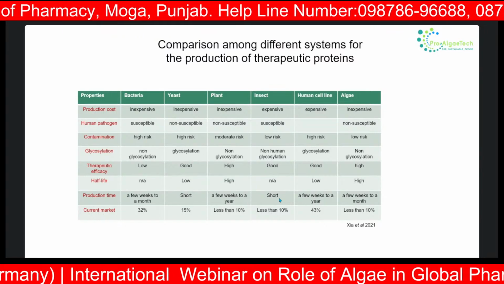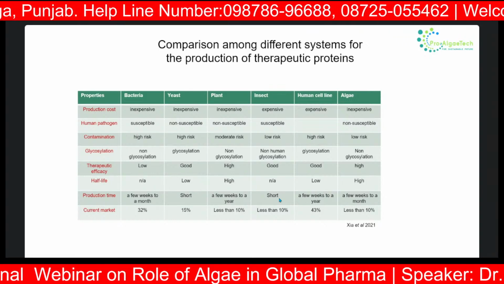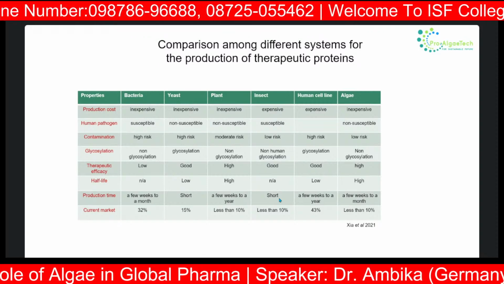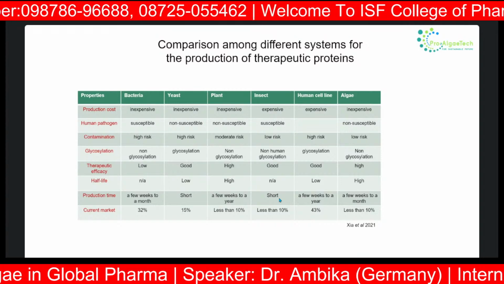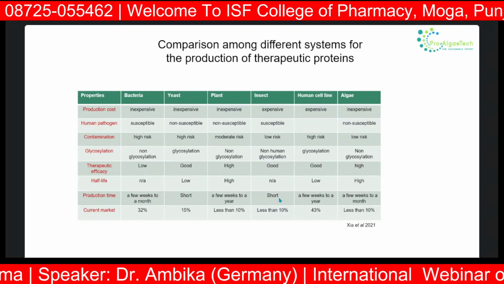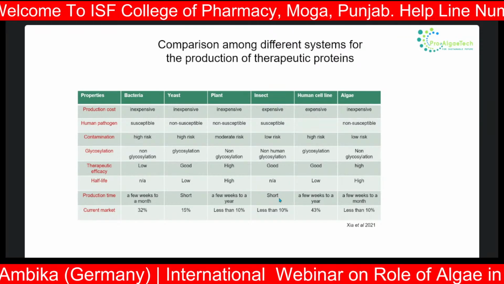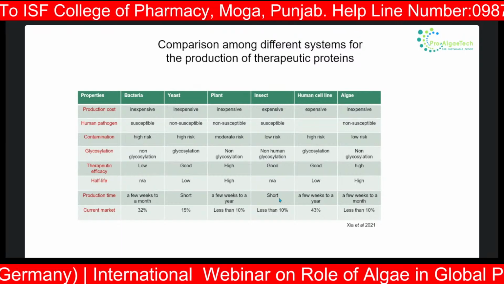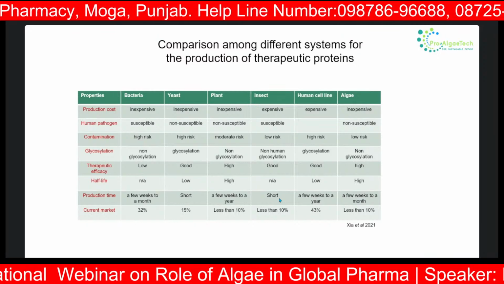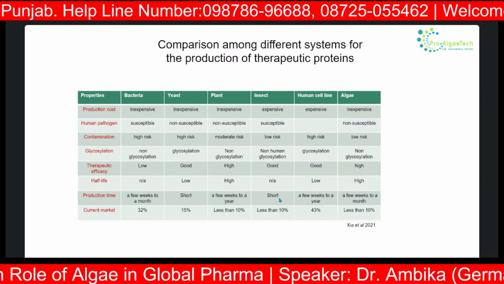For glycosylation, we can expect non-glycosylation in algae, other than in human cell lines and yeast, which do glycosylate. Therapeutic efficiency is very high compared to bacteria, yeast, insect, and human cell lines. Plant and algae are placed at very high therapeutic efficacy. Half-life is very high, and production time is very important.